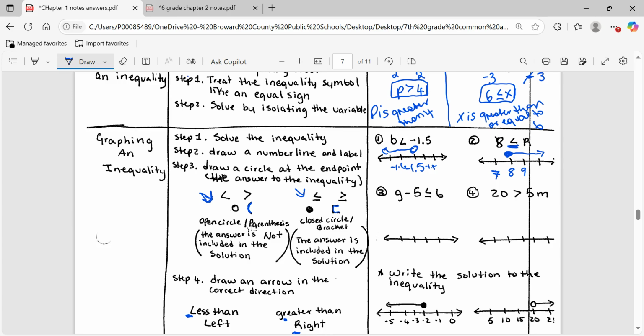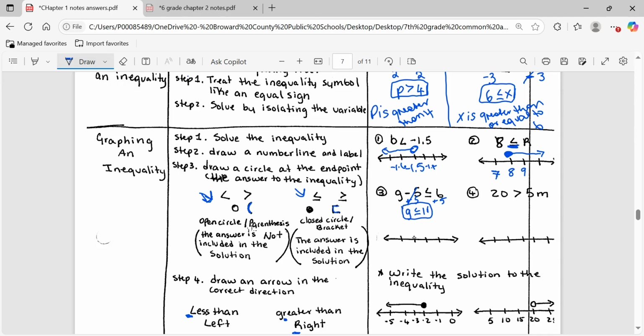Let's look at number 3. G is not by itself. So here I have a one-step equation I have to solve for. To get G by itself, I'm going to add 5 on both sides so that G is less than or equal to 11. I solved it. So now I'm going to graph it.